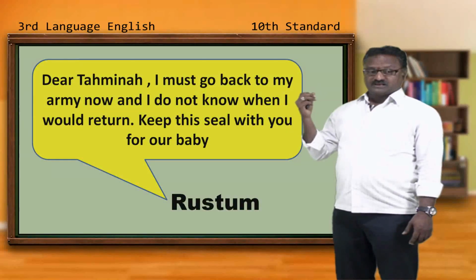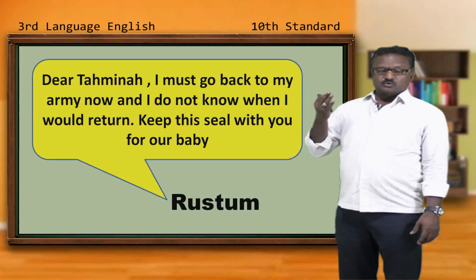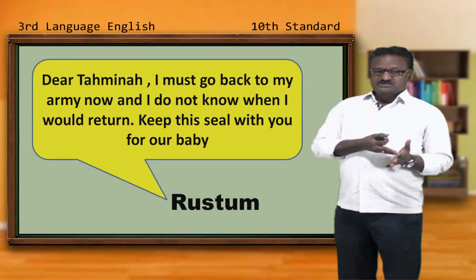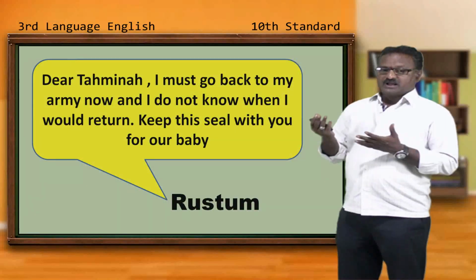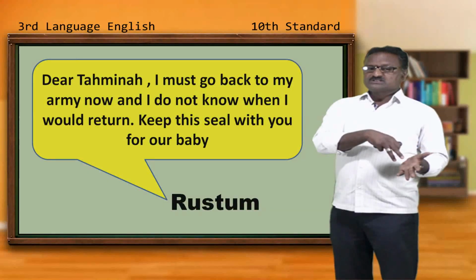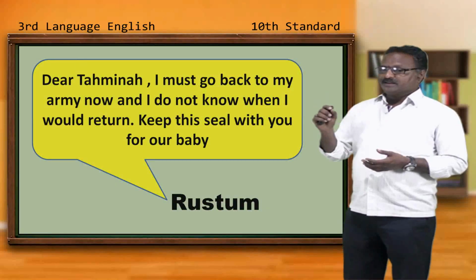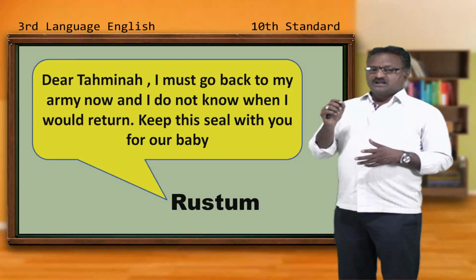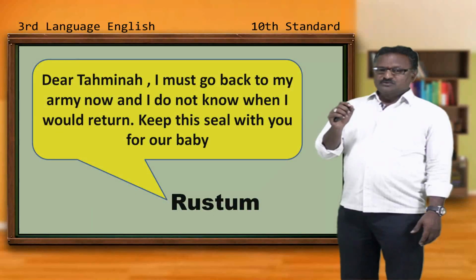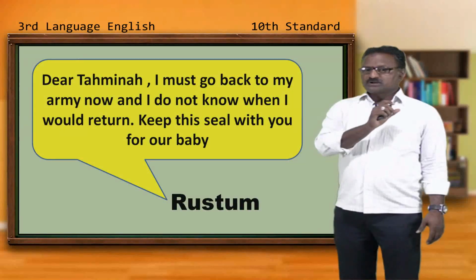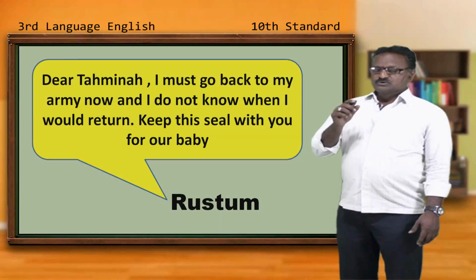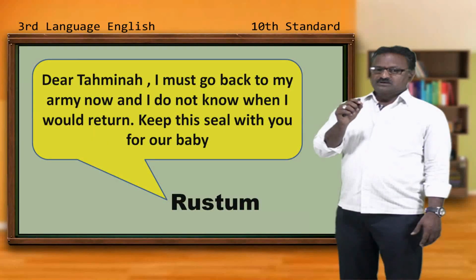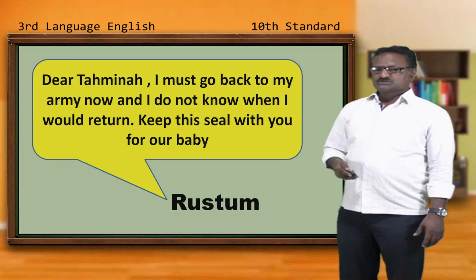I would return. Your father invited me as a token of friendship. I came here and I spent some years here with you and I married you. But now I can't give any guarantee, I don't know when I would return to this place. Keep this seal with you for our baby." He knew that in future, if Tahamina gives birth to a baby, then as a mark, as a symbol, he gives one small seal, one small token to Tahamina and says, "You keep this, and when our baby is born, just press this token or seal on his arm." Saying this, Rustam left his country.